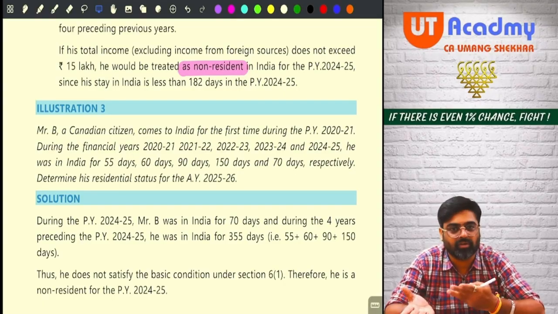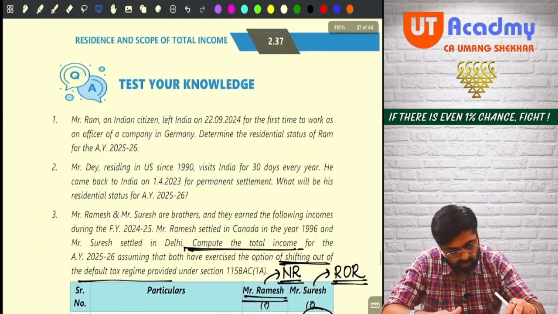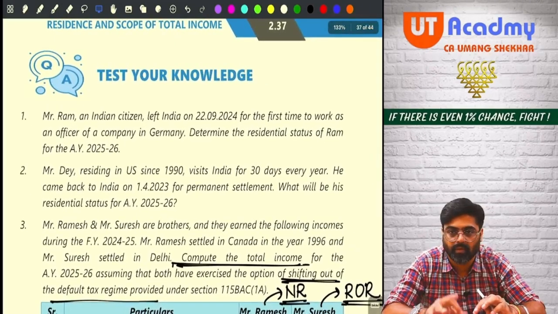Got it? So if you are not satisfying basic condition A or B, meaning you are a non-resident. That's it. Easy, no? Page number 2.37. Okay.